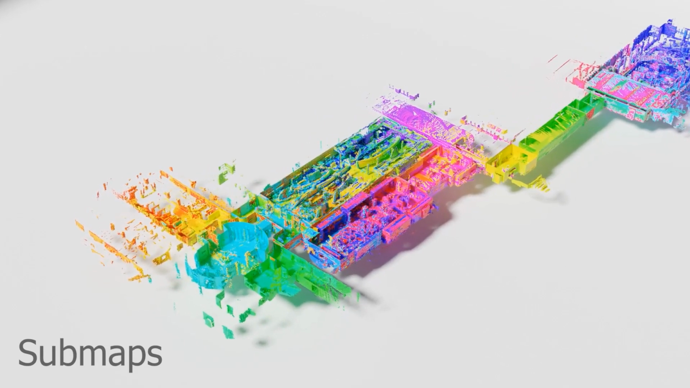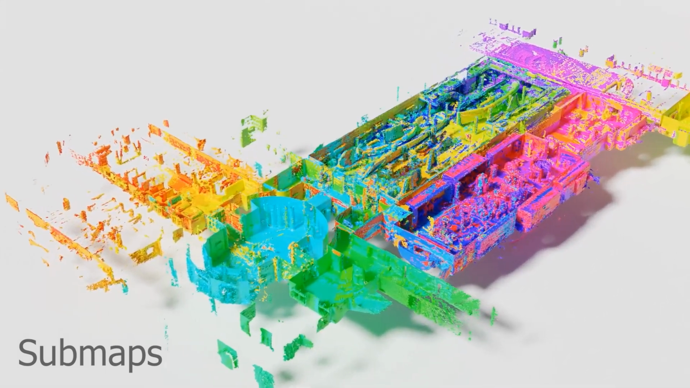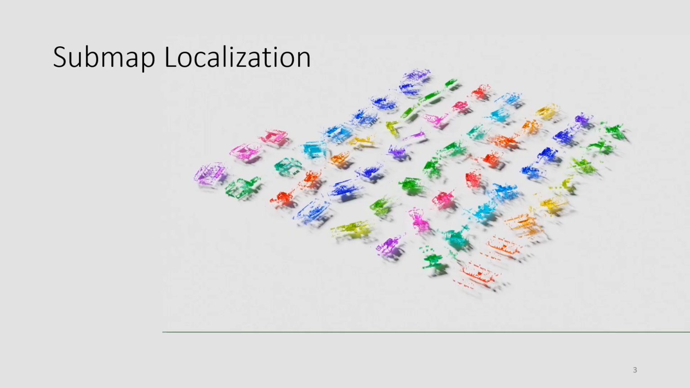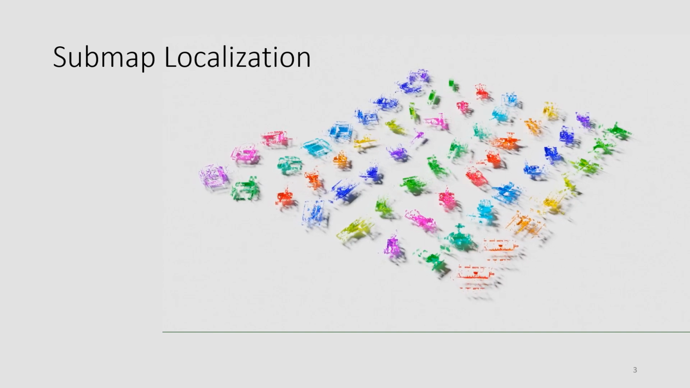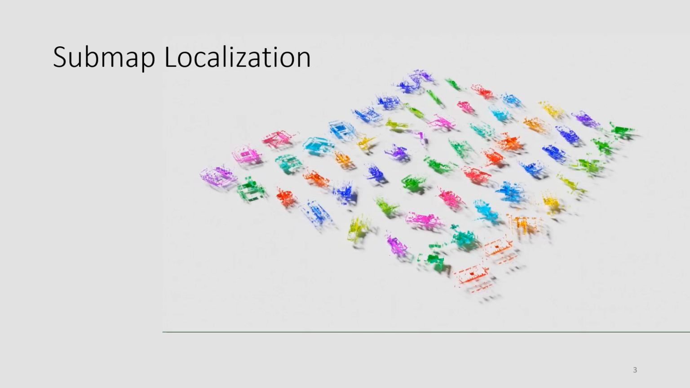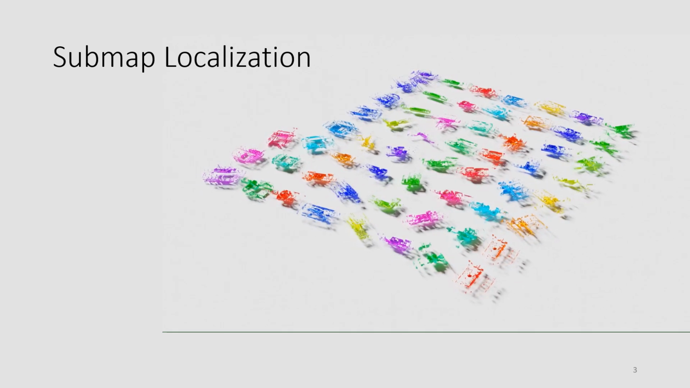Under the hood, this large-scale reconstruction is formed by composing a collection of reconstructed fragments. Here, each fragment is shown in a different color. Here, we see each of the reconstructed fragments, or submaps, laid out on a grid.